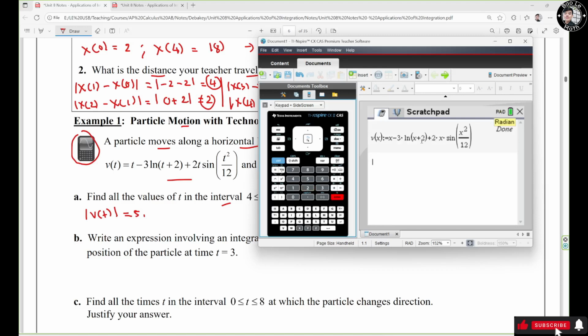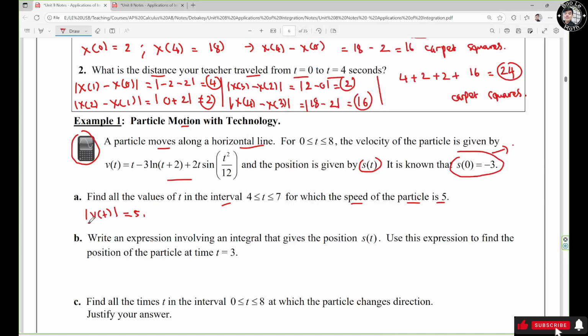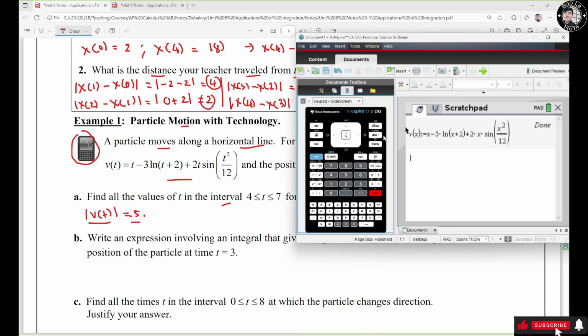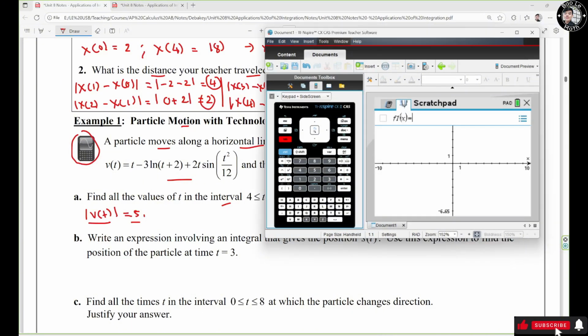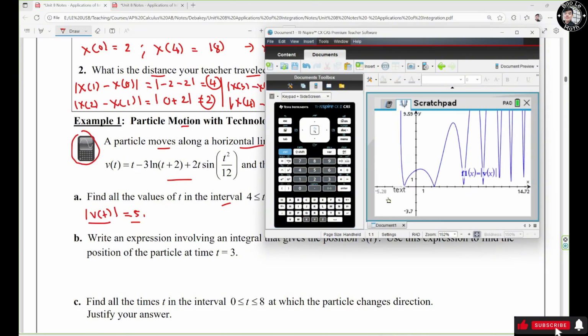Alright, I'm done. Basically I need to graph this function and this function on the same x and y coordinate plane. So I'm going to go to the home screen, hit graph right here. F1 of s is actually the absolute value of v of s, so I'm going to hit the button right here to pick the absolute value. So I'm going to put v of s, and hit enter. Now the second one is 5.